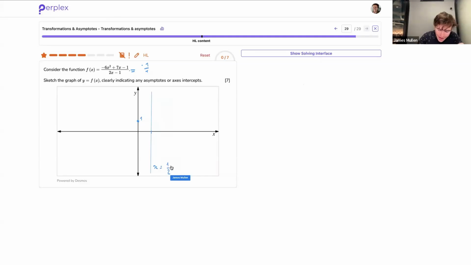And now, where am I going to have x-intercepts? Well, my x-intercepts are going to be when 6x squared plus 7x minus 1 is equal to 0. Or in other words, 6x squared minus 7x plus 1 is equal to 0. A bit easier to deal with. I can factor that. It's going to be 6x minus 1 times x minus 1 is equal to 0. So I'm going to have an x-intercept at x is equal to 1 over 6, which is here. So that's 1 over 6. And at x is equal to 1, which is over here. All right, that's 1.